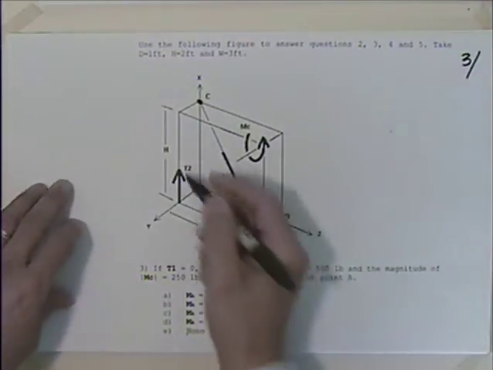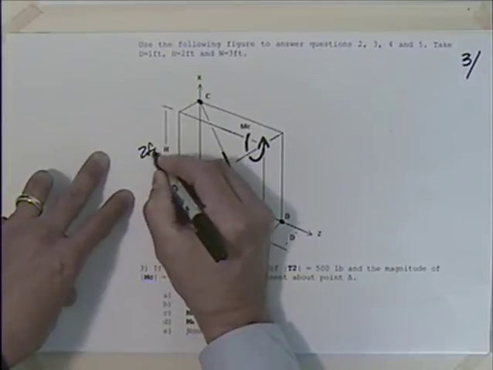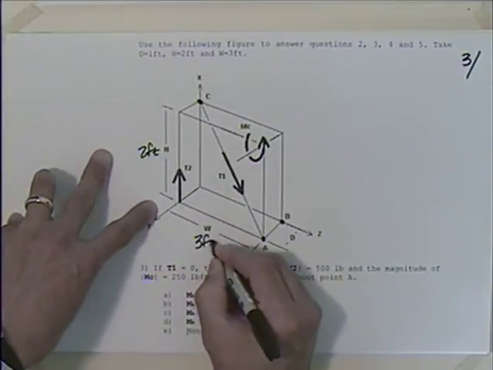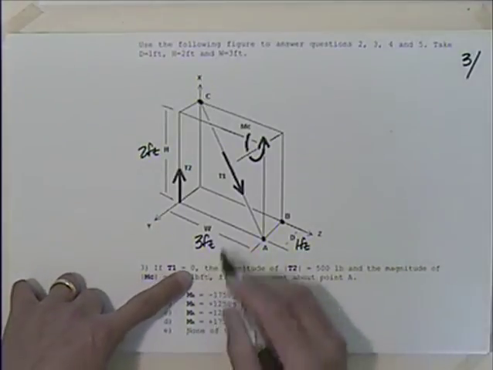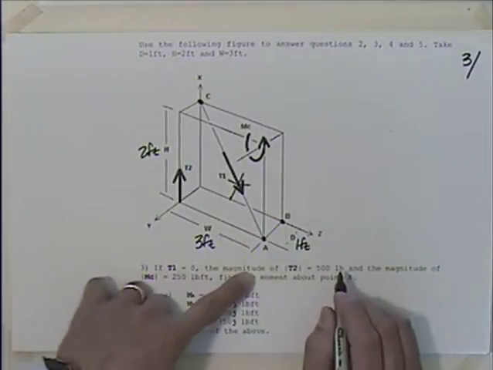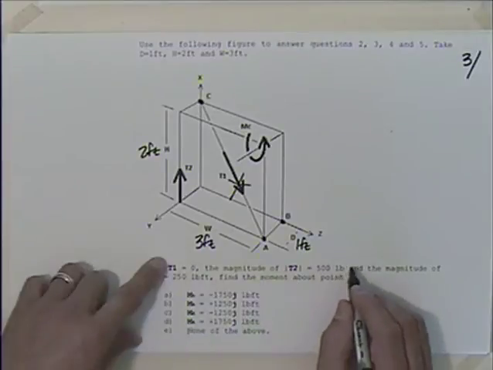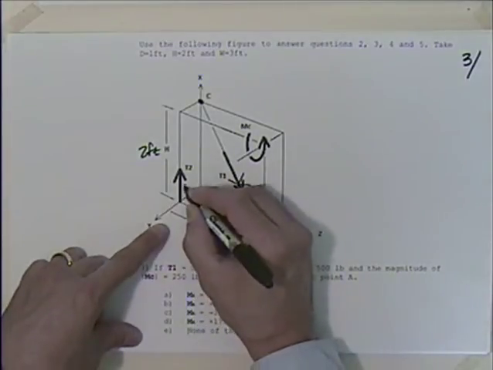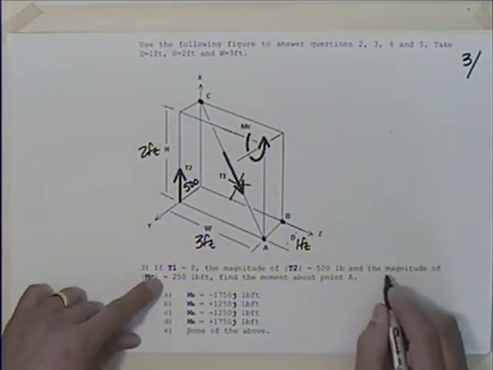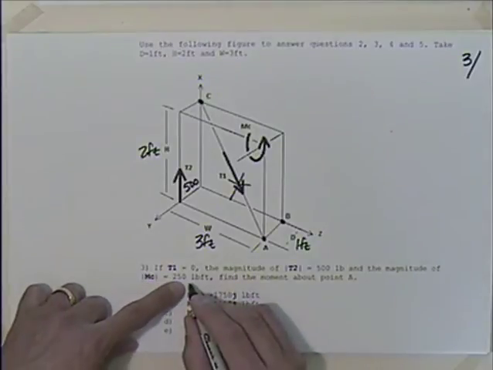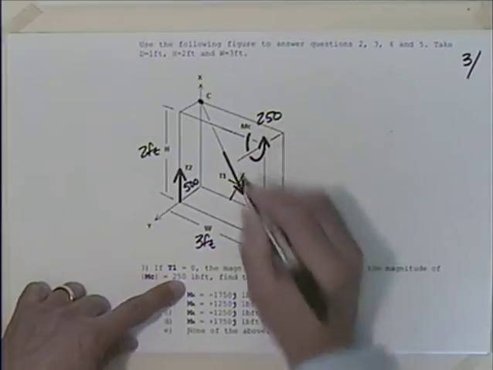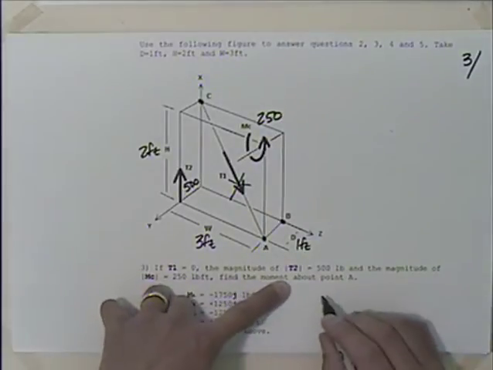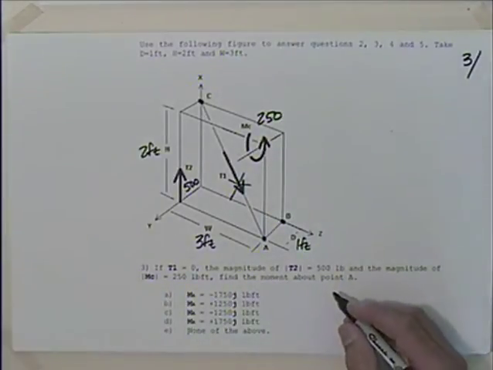So again, we take this as 2 feet and 3 feet and 1 foot. And then we're told if T1 is 0, so that's removed, T2 is 500, so that guy is 500. And the magnitude of this moment is 250. And it's shown in the direction there. Find the moment about point A.